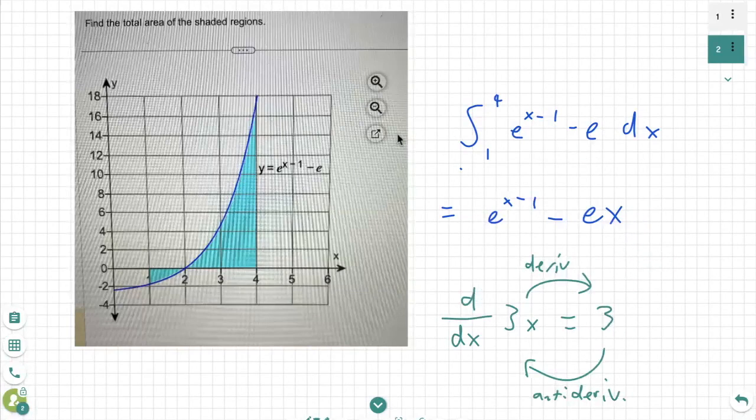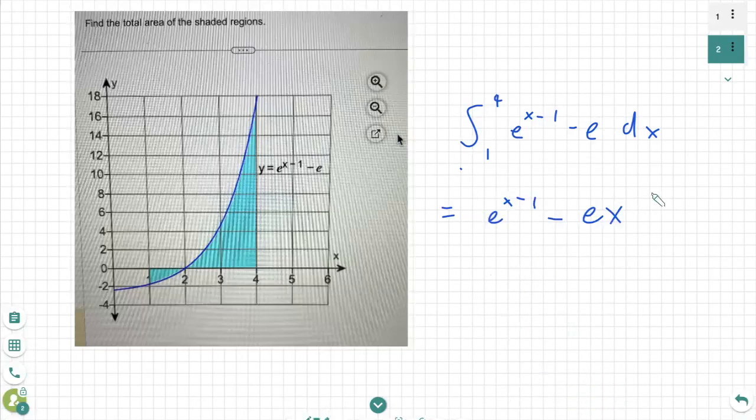Now don't you have to plug in 4 and 1 then? Yeah. How do you plug it in? In the x's. Right. So what do you get then? Is it e to the 4 minus 1 minus e times 4? Okay. So let's call that e cubed minus 4e. And then what else? Then e to the 0 minus e.